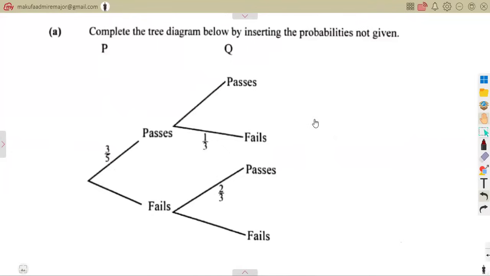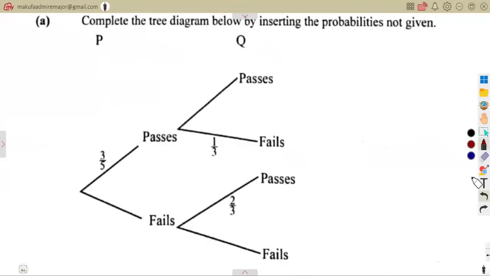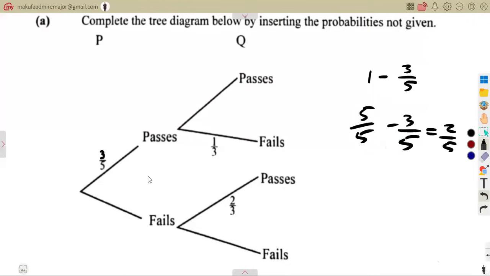If you are given this information and asked to complete the tree diagram below by inserting the probabilities not given, even if you do not understand the probability diagram concept, what you need to understand is that every probability that you consider along this branch must add up to 1. Meaning, if this is 3/5, I'm going to subtract it from 1 to obtain when this learner fails. So it's 1 minus 3/5. 1 is the same as 5/5, so it's simply 5/5 minus 3/5, which is 2/5. The same thing here: we are given a 1/3. To find this one, just subtract from 1 because the probabilities on each branch add up to 1.